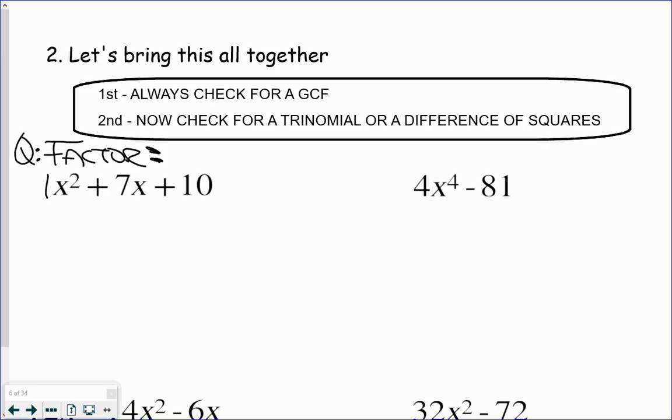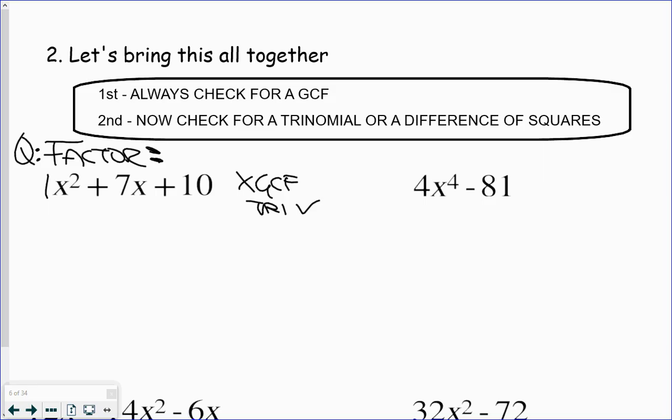Okay, 1, 7, 10. Is there anything other than 1 that you can take out of 1, 7, and 10? Nope. x squared, x, no x. Do they have an x in common? No. So this is no GCF. You still have to check for it, but you cannot do a GCF on this one. That's fine. You just now go on to second step. Does this look like a trinomial or does this look like a difference of squares? This is a trinomial.